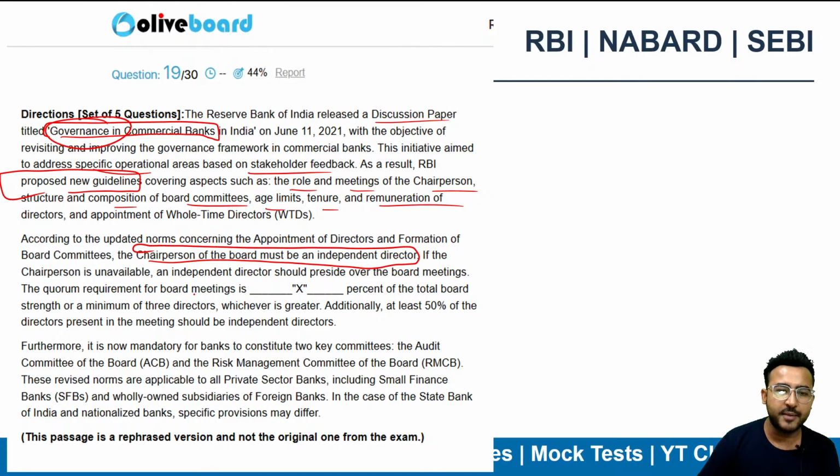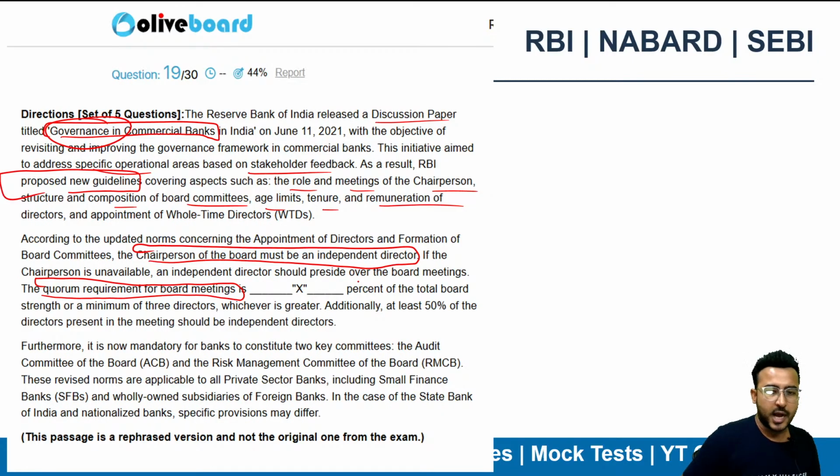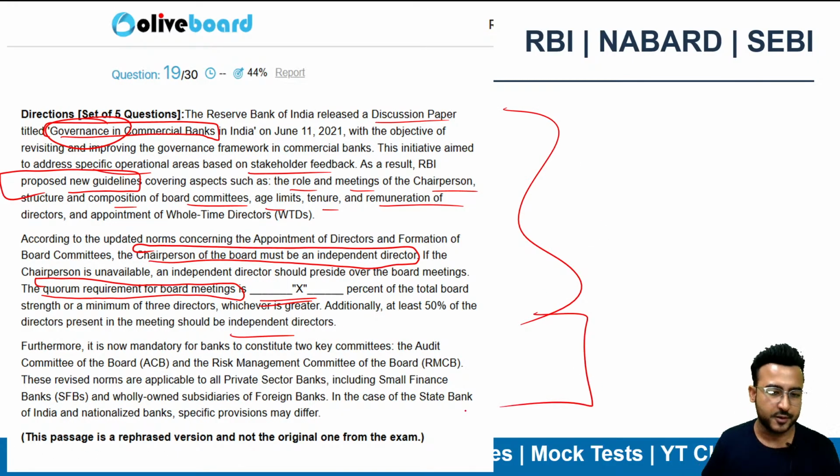The quorum requirement for the board, they have asked you clearly the quorum requirement of this particular board, right? How much quorum needs to be there here? Additionally, 50% of the strength should be independent directors. So again, this is a crucial part of your corporate governance. This para is from your corporate governance.